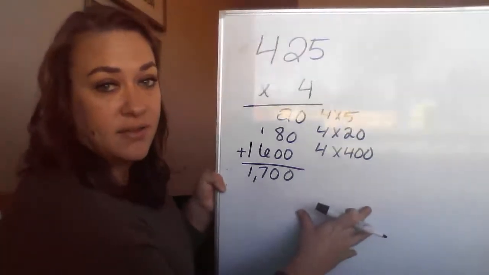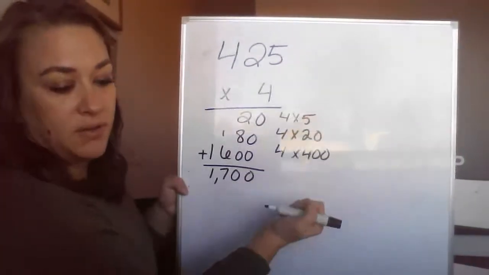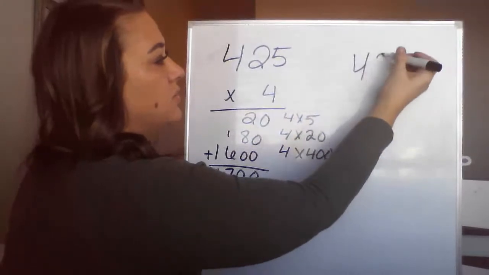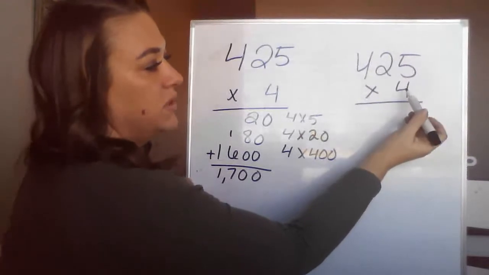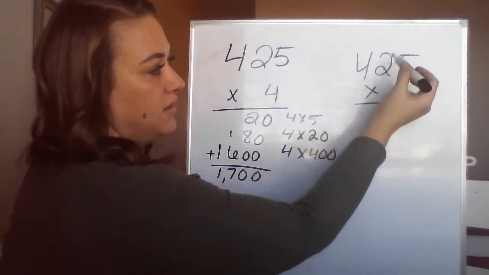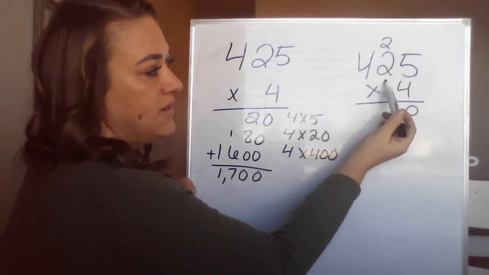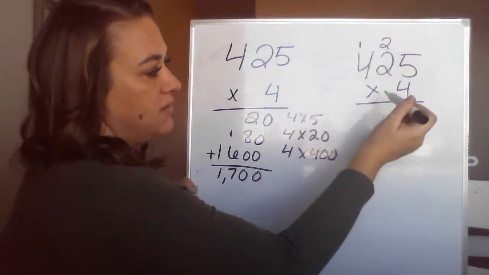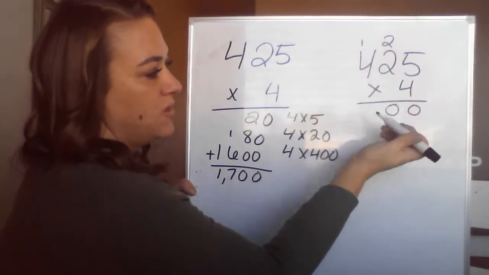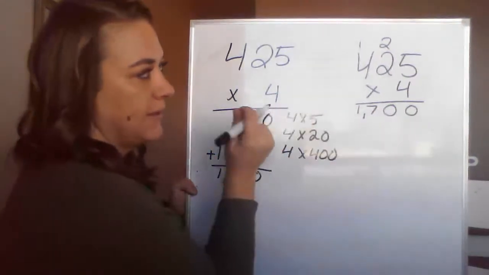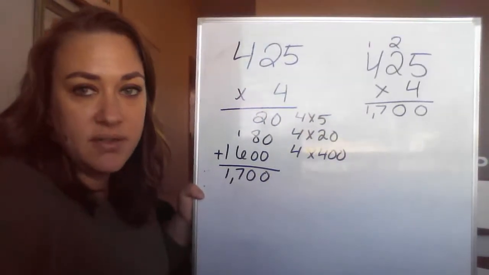So now I can do the standard algorithm. 425 times 4. 4 times 5 gives us 20. Carry your 2, bring down your 0. 4 times 2 is 8, plus 2 gives us 10. 4 times 4, 16, plus 1 gives us 17. 1,700. So here's the new piece.